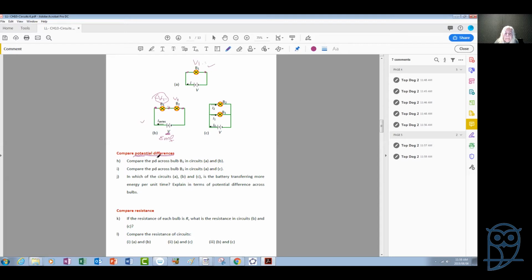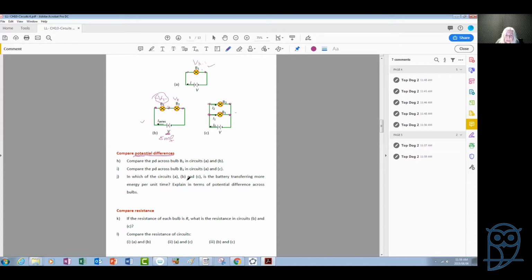And compare the potential difference now in circuits A and C. Now obviously these two bulbs both have a potential difference equal to the potential difference V supplied by the battery, because remember, each of these bulbs is connected to the same battery independently. This is the meaning of the parallel connection. So the potential difference across B1 is also V, like this one, the same, equal, and also across B2.